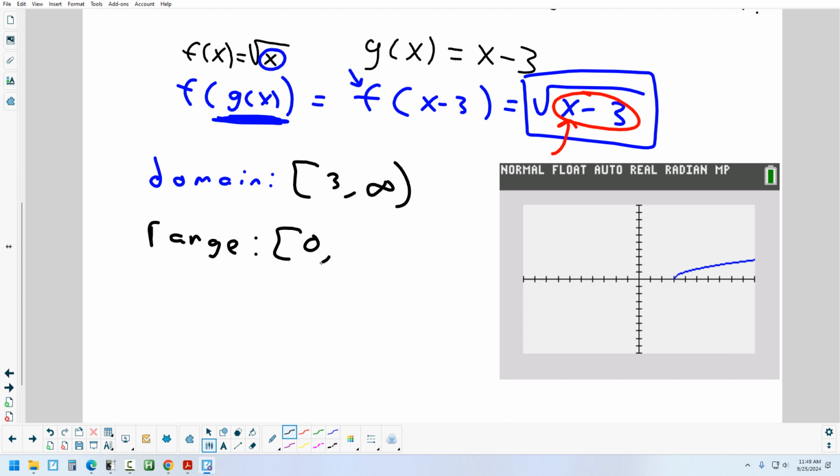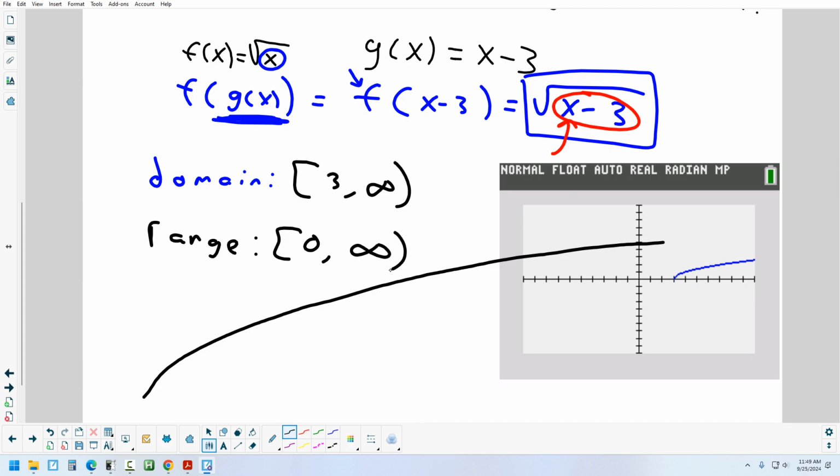What's the highest that this blue curve is going to go? Yeah, infinity. It's just going to kind of keep going like this. Right? It's half of a parabola. It's just going to keep curving up forever. That's how you find the range.